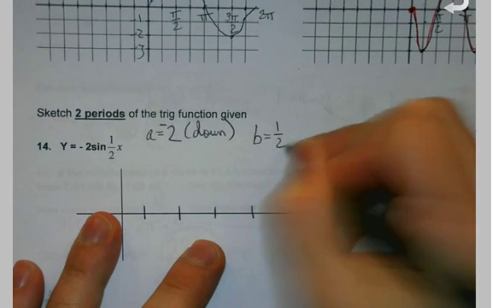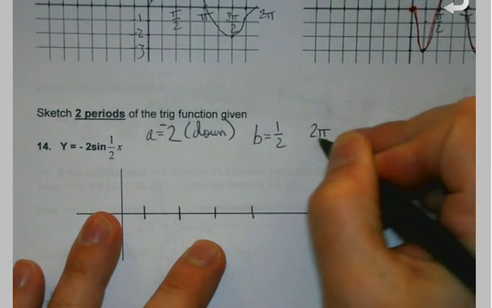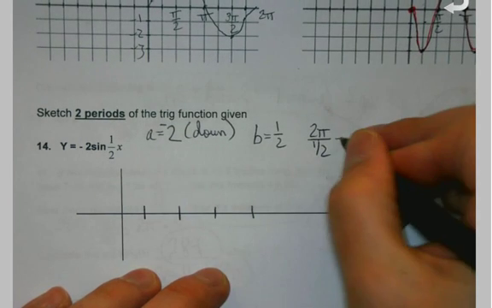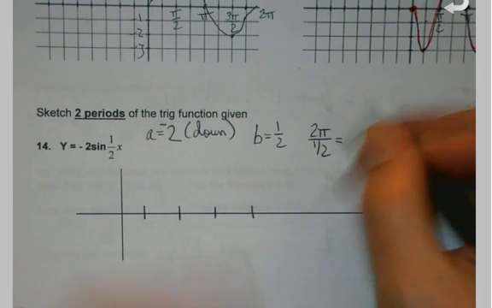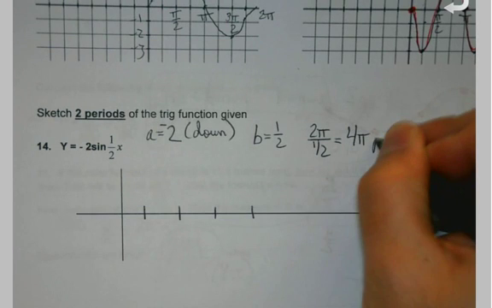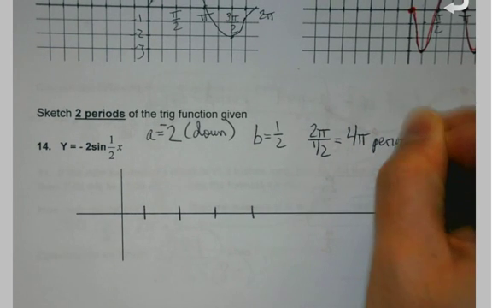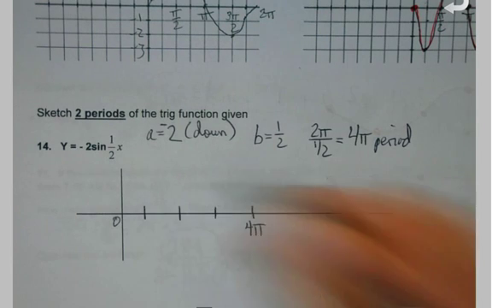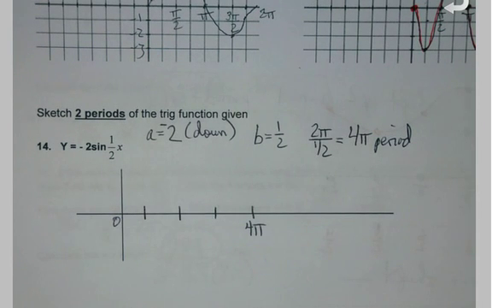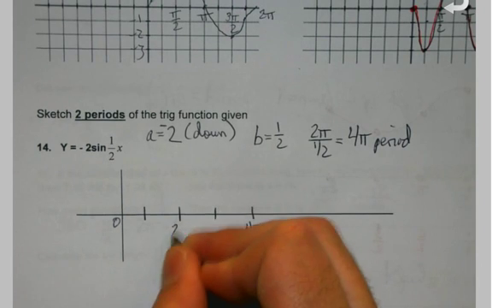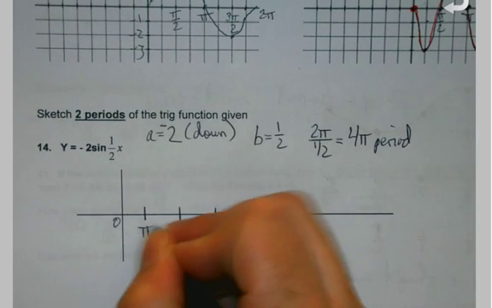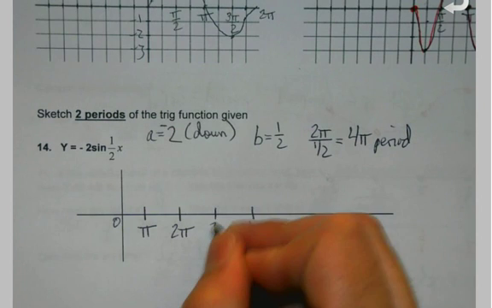And my b value is 1/2, right, which means my period is 2 pi divided by 1/2, which means I'm going to multiply by 2, because I multiplied by the inverse. So 4pi is my period. So I know that's the last value of my first cycle. 2 is in the middle of 0 and 4. 1 is in the middle, and then there's 3.